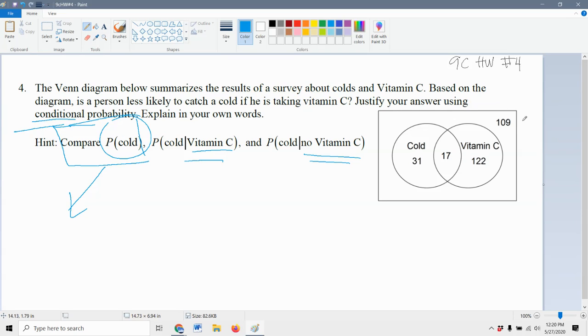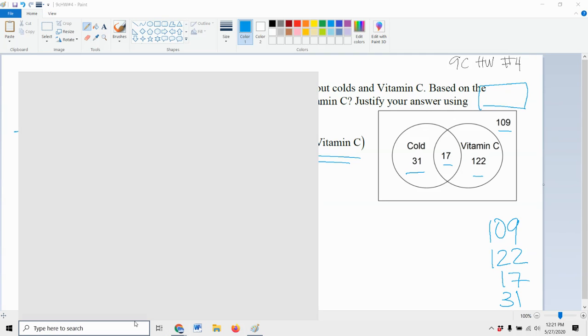So in this problem, we are going to look first at how many are in the entire survey. What's our sample size here? So we're going to add up all of these different numbers because that's what's going to tell us our total number in our sample space.